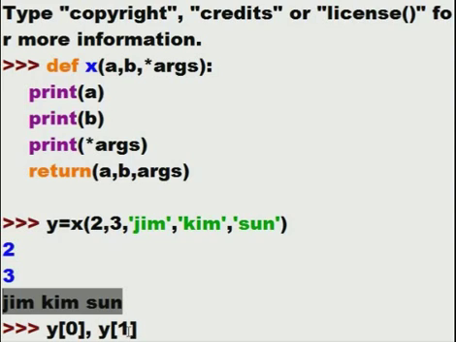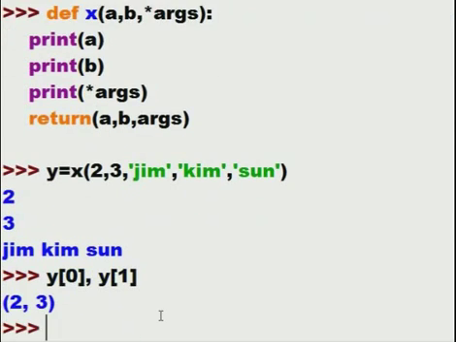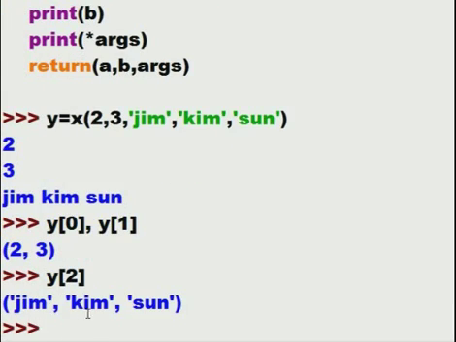So the 0 and 1th element should be 2 and 3. Let's see if indeed that is the truth. And it is. There's the 2 and the 3. Well, that means that the y 2th element should contain Jim, Kim, and Sun. Let's find out. I hit enter, and I get Jim, Kim, and Sun.